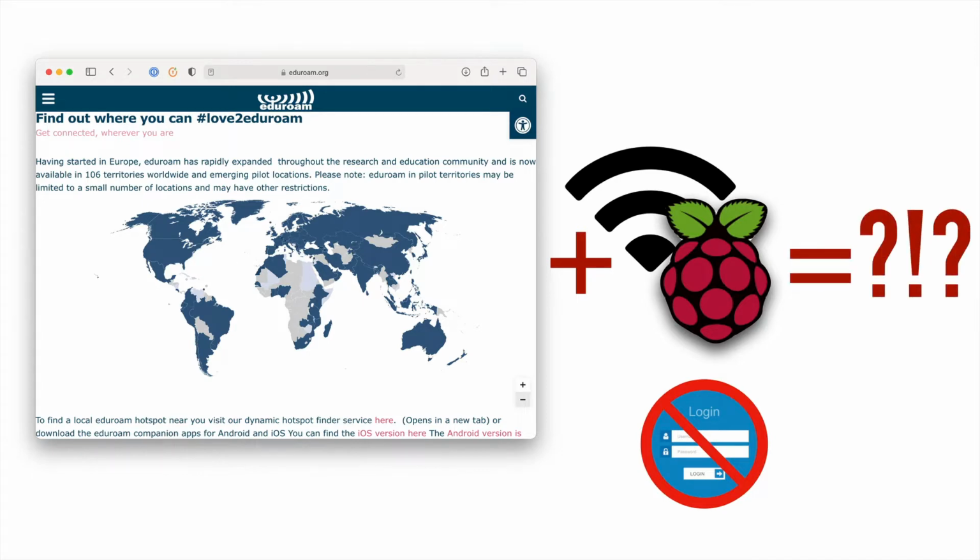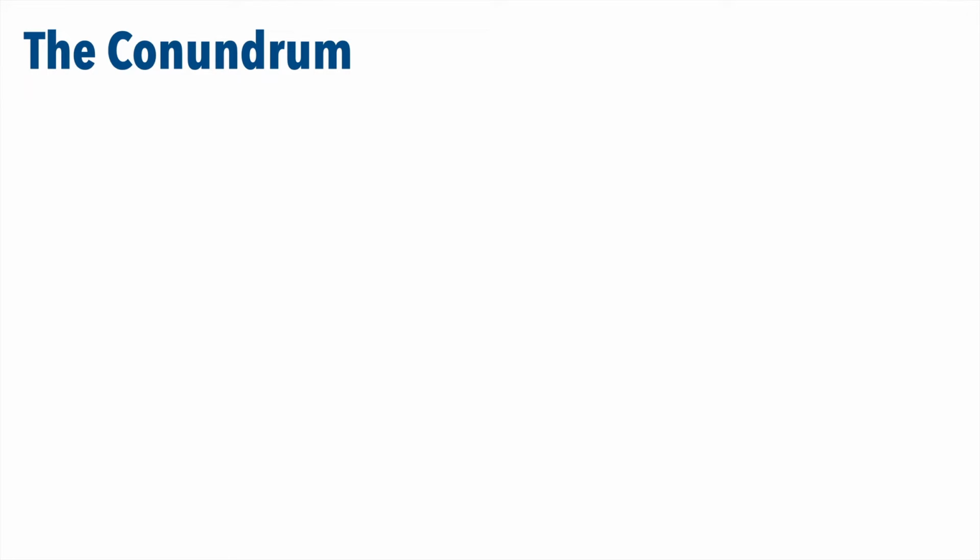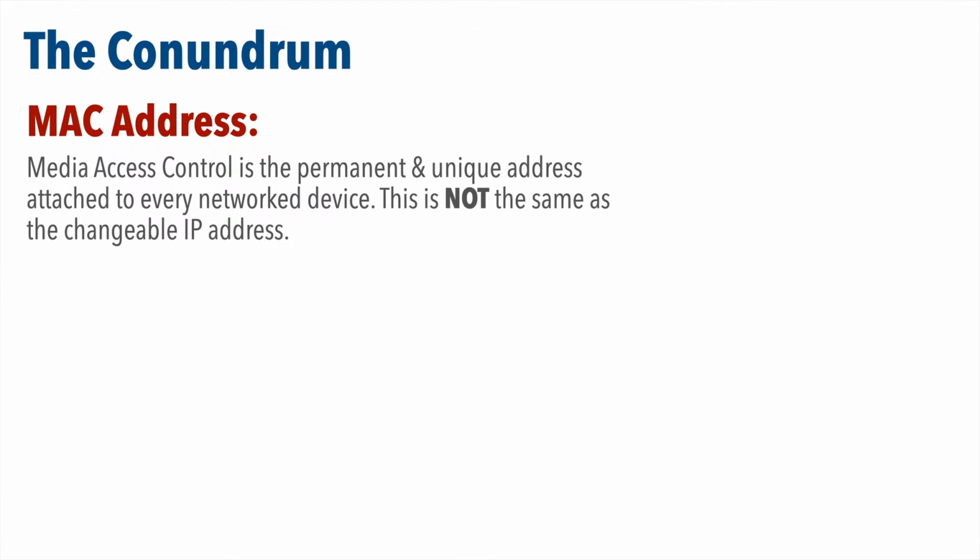Now, if you're setting up a Raspberry Pi on a network like this, here's the conundrum. Most campuses do let you register consumer devices using what's called a MAC address. This is usually done on a separate network outside of EduRoam. At Boston College, this is done on a network called Boston College. But again, to run a device on that network, we need the MAC address.